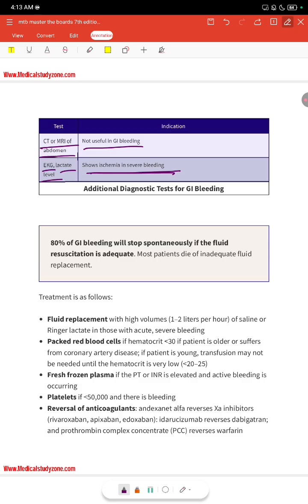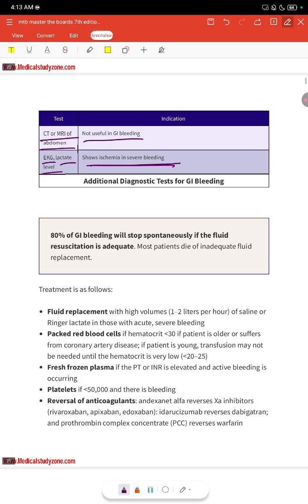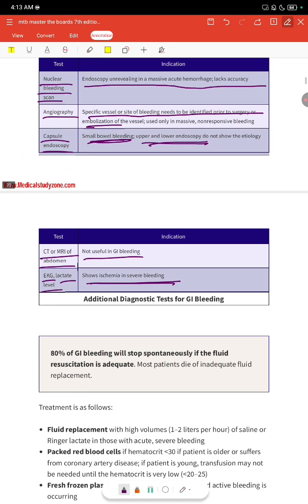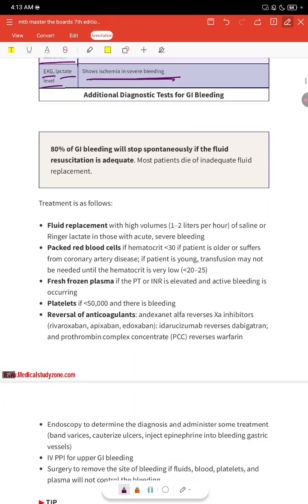So electrocardiography and lactate levels show ischemia and severe bleeding. This is the only significance of these tests. So these were the additional diagnostic tests for GI bleeding.